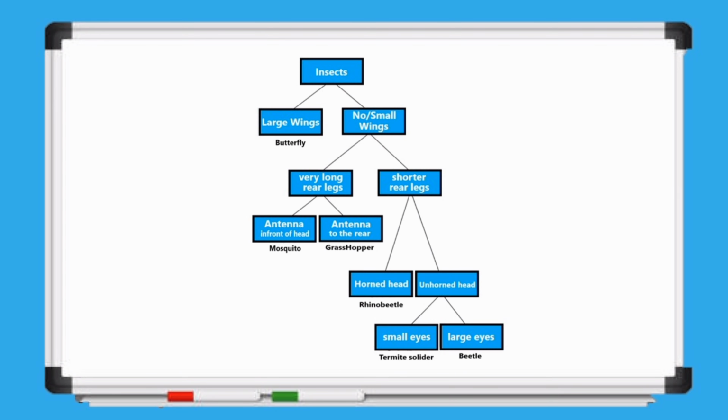Let's go through another dichotomous key step by step, this time for classifying insects. The key begins by asking if the organism is an insect. If not, the key is not used. If it is an insect, the first question divides them based on whether they have large wings or no and small wings. If the insect has large wings, it's directly identified as a butterfly.